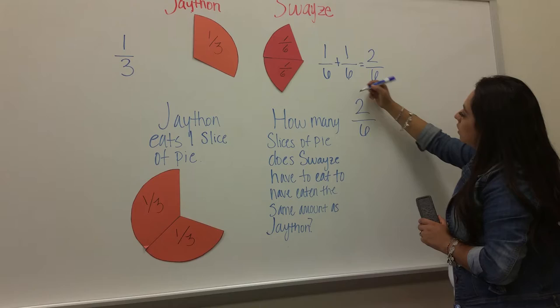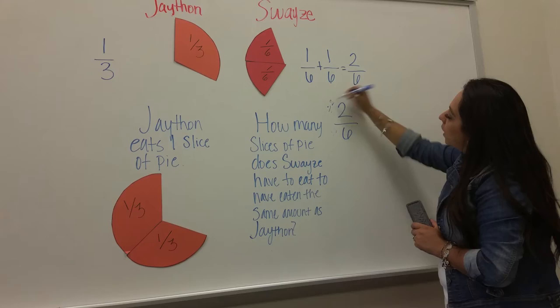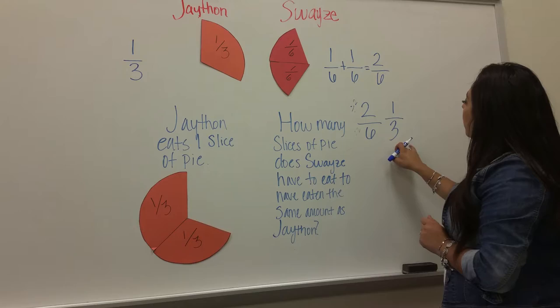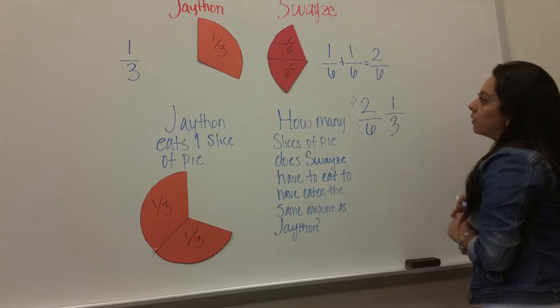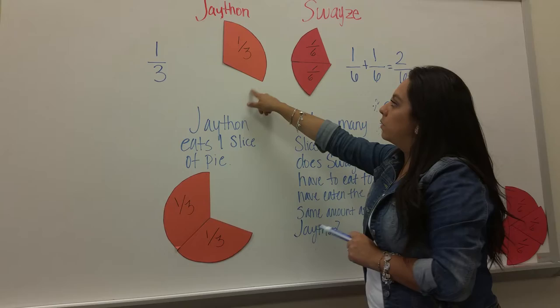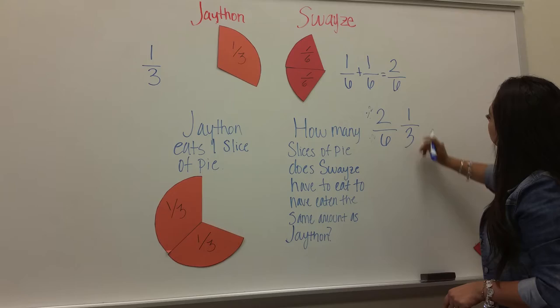Since 2 is our least common factor, we will divide the numerator and the denominator by 2. So 2 divided by 2, you get 1, and 6 divided by 2 is 3. 1/3 equals 2 slices of pie, which is the same amount as Jathan. So Swayze has to have eaten 2 slices of pie to equal the 1 slice of pie that Jathan has eaten, which equals 1/3.